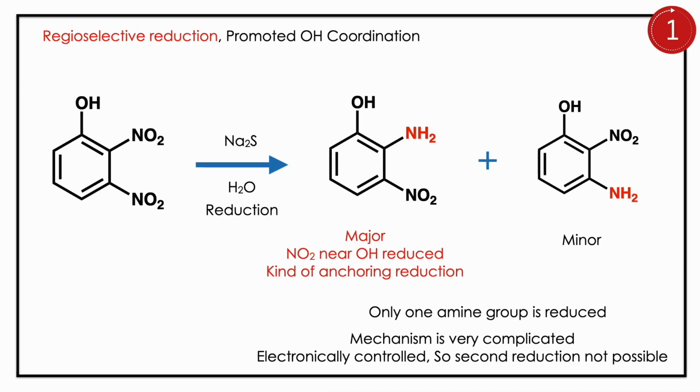The reaction involves regioselective reduction. Normally, the reducing agent reduces all the possible functional groups. Here, only one nitro group is reduced because of the Na2S reduction mechanism. The mechanism is very complicated, but it's electronically controlled.